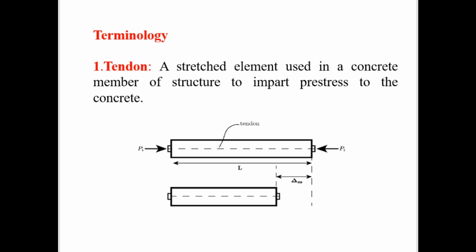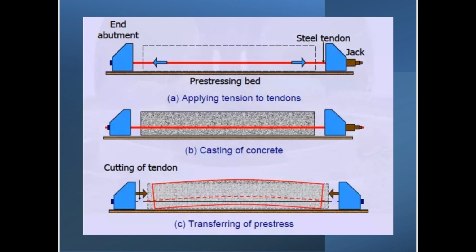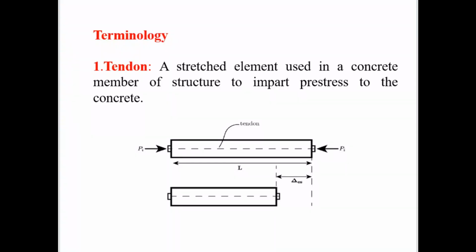Under terminology, the first one is tendon. You have seen that this part is nothing but the tendon. It is a stretched element used in a concrete member or structure to impart pre-stress to the concrete. Initially this is the first figure. Here what we have done is, this dotted line is nothing but the tendons. When we pre-stress this tendon, it gets elongated or stretched. That is what we have indicated by delta.